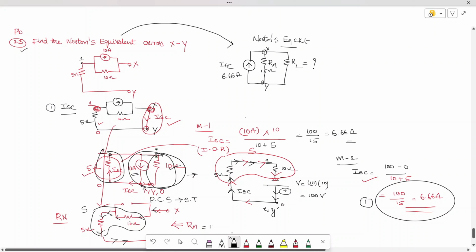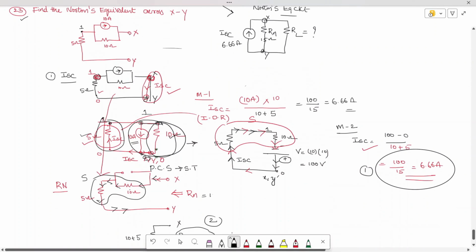First, we want to remove the load. The load itself is not given, so remove the load and short circuit it. This short circuit is present between node 1 and node 0. Identify the elements between 1 and 0. Between 1 and 0, there is a 5 ohm resistor. What else is there between 1 and 0? A current source of 10 amperes and a resistance of 10 ohms. So I am using method 1 and finding the current by using the current division rule.